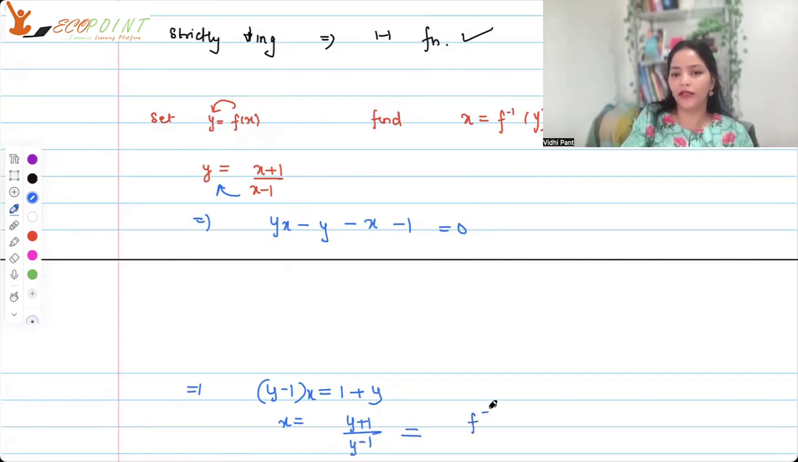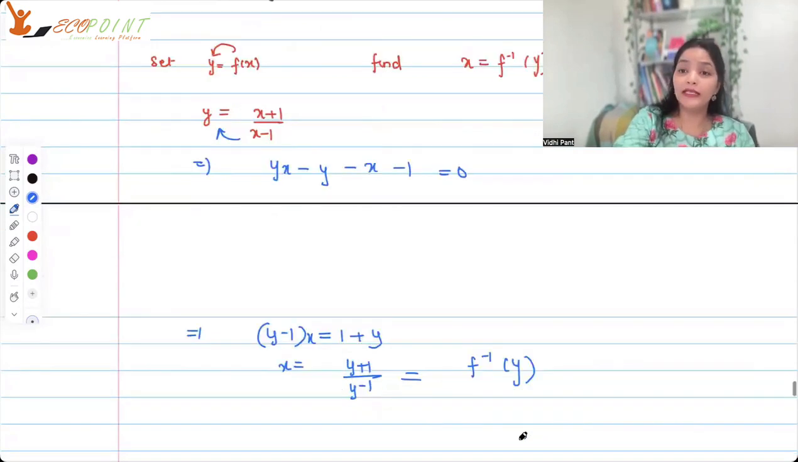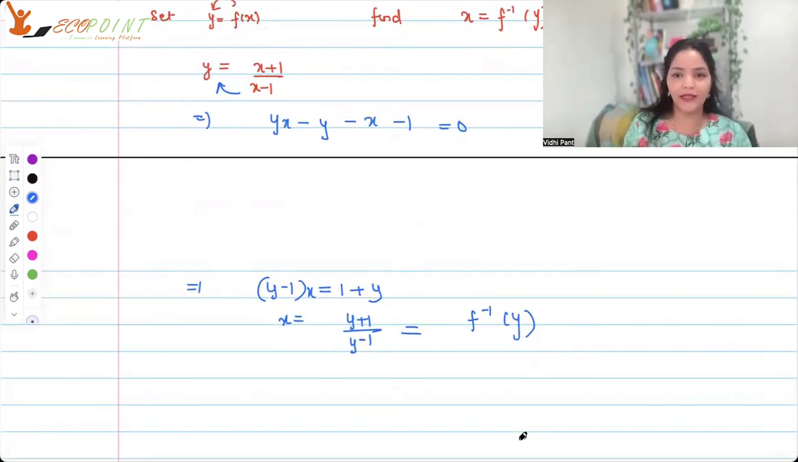And this is what is your f inverse y. That means the inverse form is f inverse y. So the inverse form is the variable plus 1 upon variable minus 1. So what you will see is that if I want to write it down in terms of x, f inverse x is nothing but (x plus 1) upon (x minus 1). Do you see that? You actually have the original function itself. The function is an inverse of itself. This function is an inverse of itself.